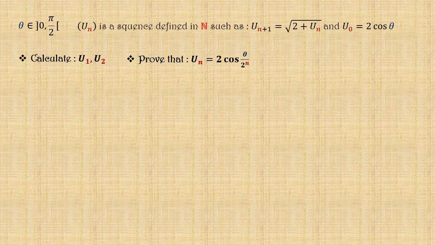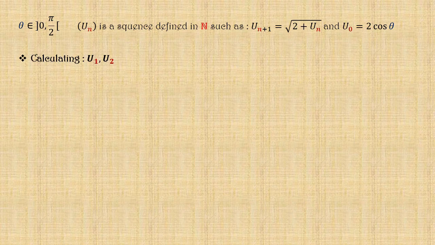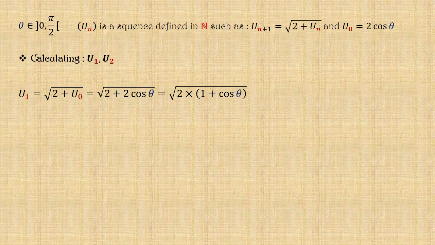So, let's start by calculating the values of the terms u1 and u2. According to the recurring relation that defines our sequence un, u1 would be equal to the square root of the sum 2 plus u0, which equals the square root of 2 plus 2 times cosine theta. That equals the square root of 2 times 1 plus cosine theta.